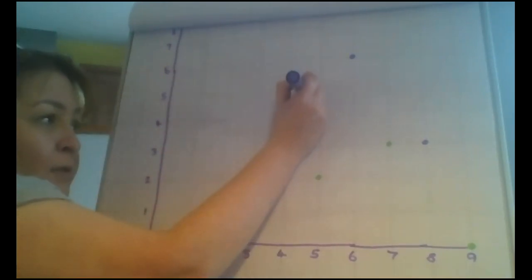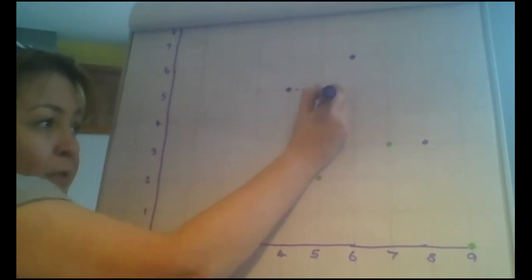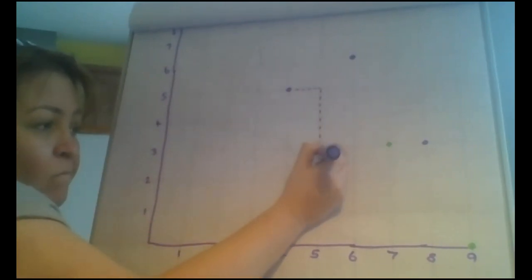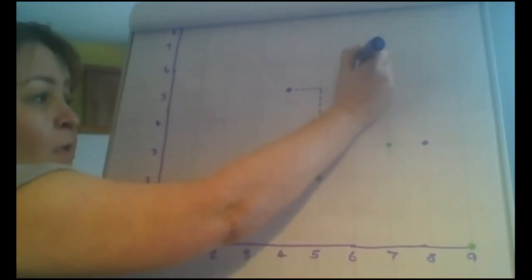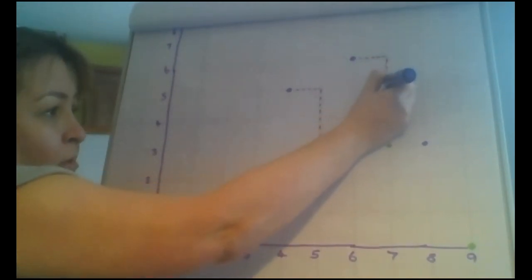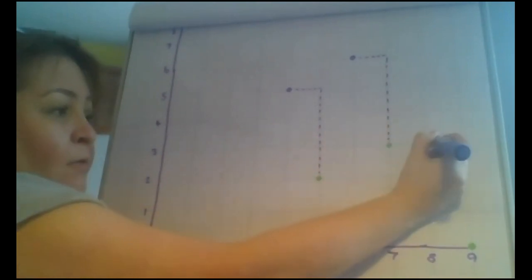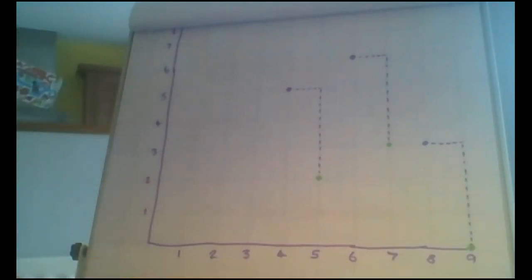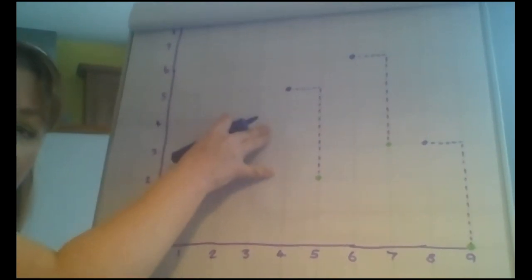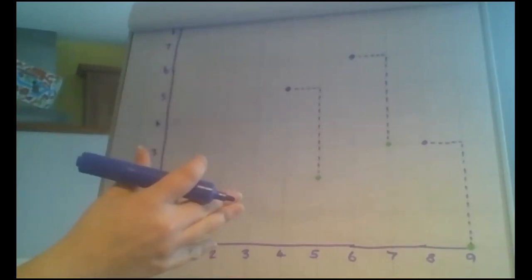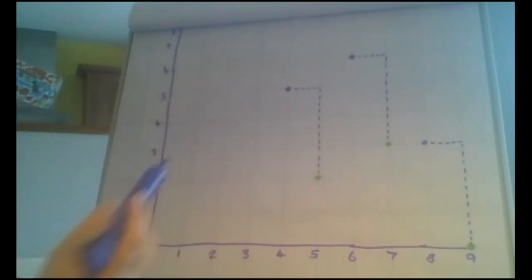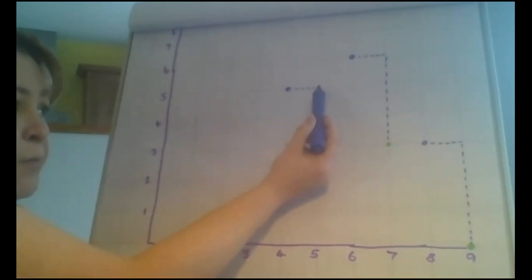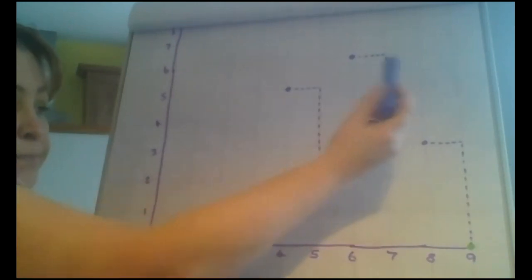So this one has gone across and then down. This one has gone across and down, and this one has gone across and down. Now the question was saying they've all been translated in the same way. Prove it. Well, what I've just done is proving it, because you can see that they've all gone right 1 and down 3.